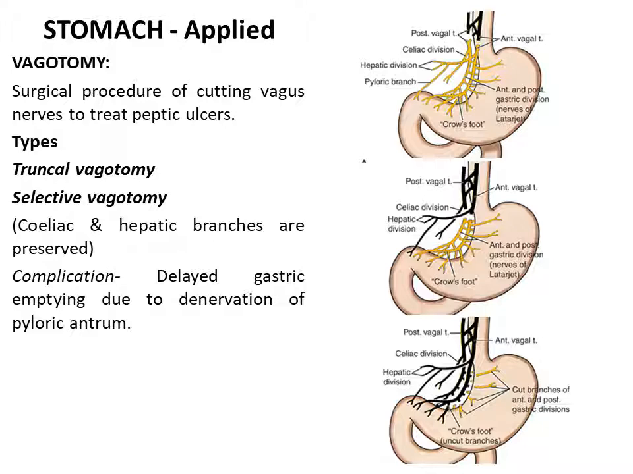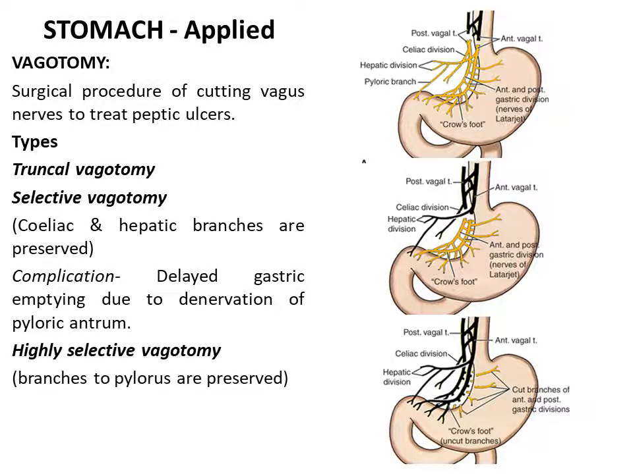So, the procedure of choice is a highly selective vagotomy, wherein only the gastric branches of the nerve of Latarjet are cut and the branches which supply the pylorus, that is the crow's feet, are preserved. However, care must be taken by the surgeon to ensure that the nerve of Grassi, which supplies the fundic glands, is also sectioned. Otherwise, the procedure would be useless.